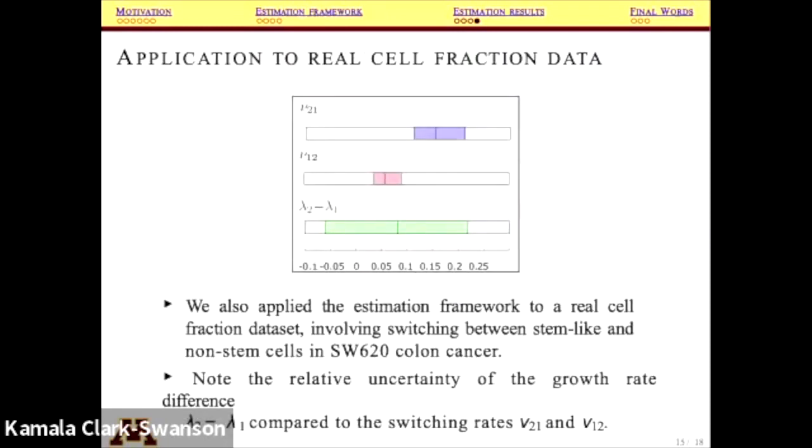And finally, I want to mention briefly that we also applied this estimation framework to real cell fraction data. You can see here confidence intervals for the two switching rates and the difference in the growth rates. This example really further highlighted how difficult it is to estimate even differences in growth rates, let alone the growth rates themselves, if you're using cell fraction data. An easy way to think about this is that if you're using cell fraction data, you may only be able to estimate the switching rates. So you may not be able to say much about the actual growth.